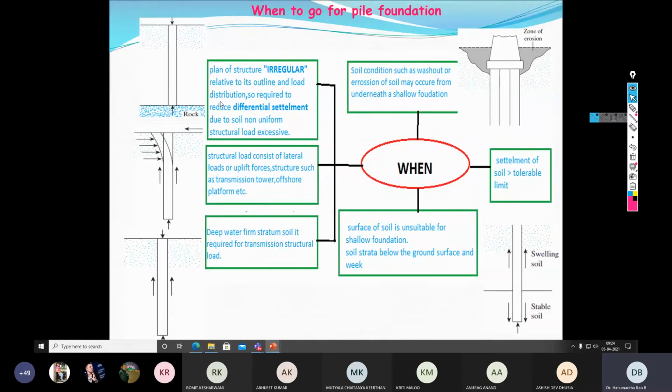Now there are other limitations also. For example, the soil bearing capacity requirement is very high. The second condition is, suppose the load coming is purely lateral. It's not an axial load.